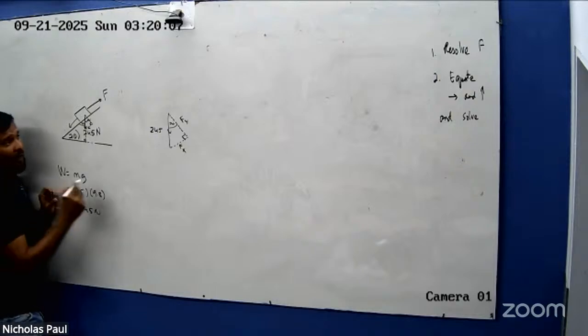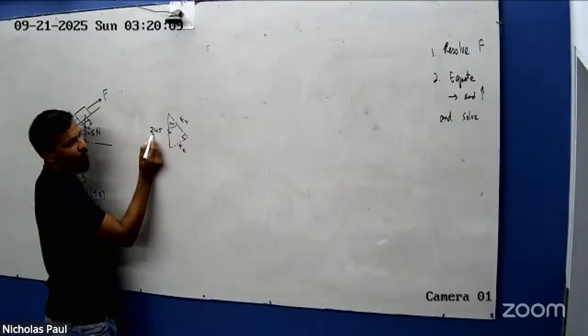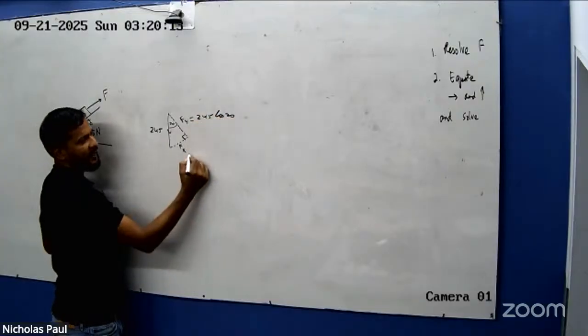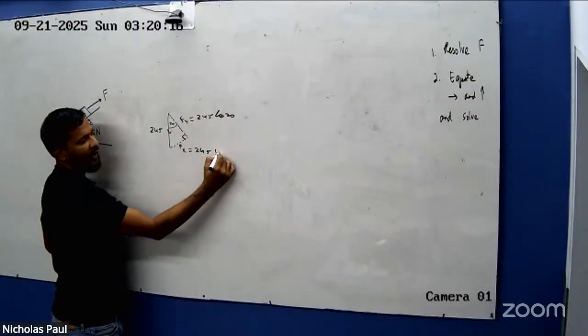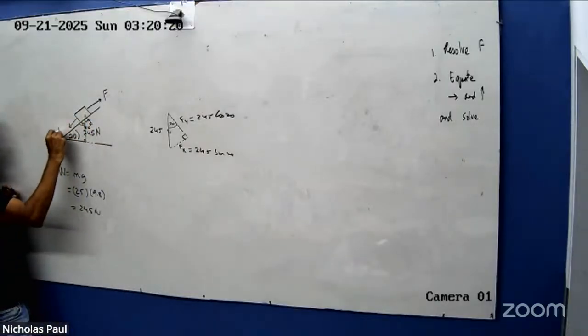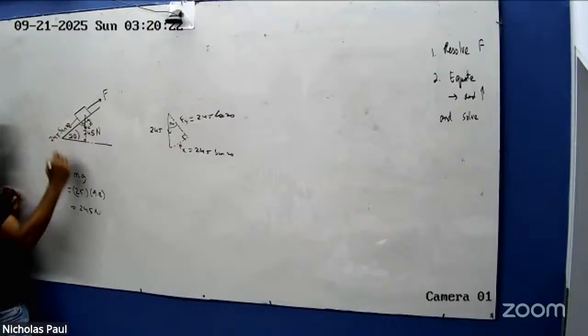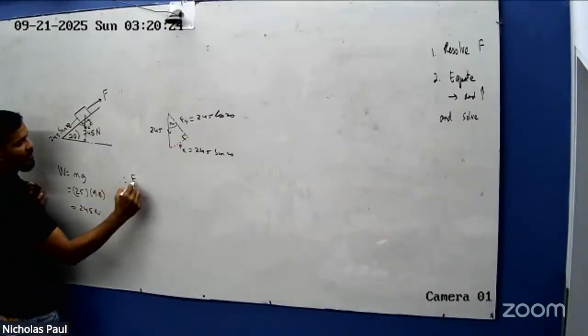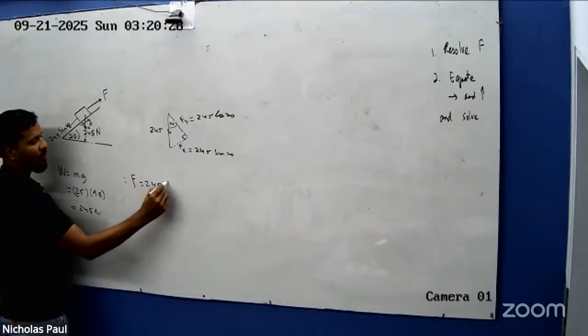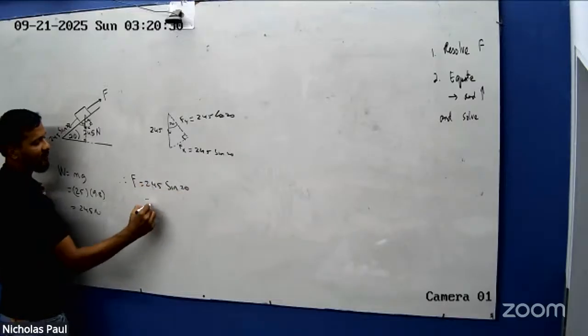So if here is 20 and here 245, then here will be 245 cos 20, and here will be 245 sin 20. So here is 245 sin 20. Therefore, F will be 245 sin 20.